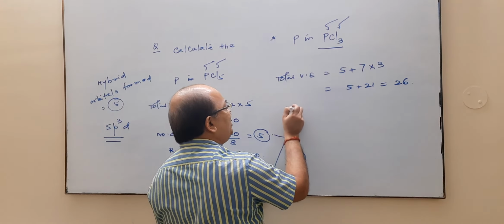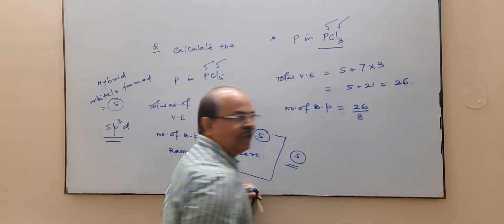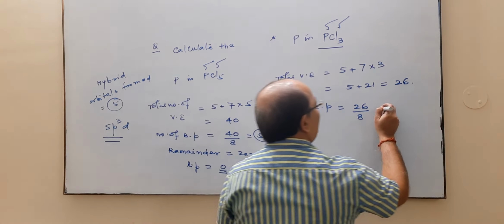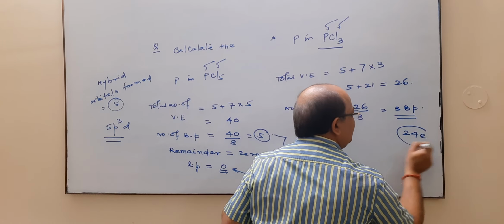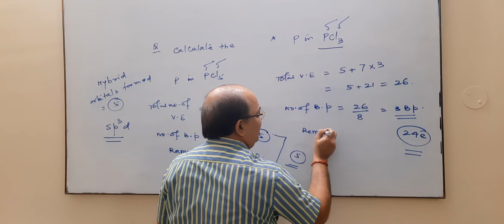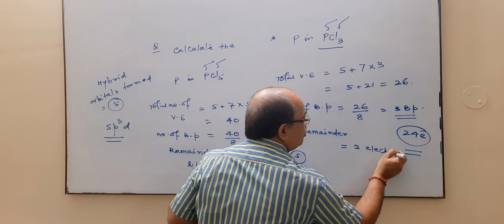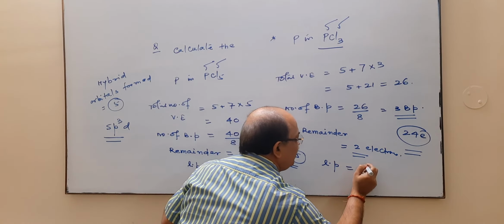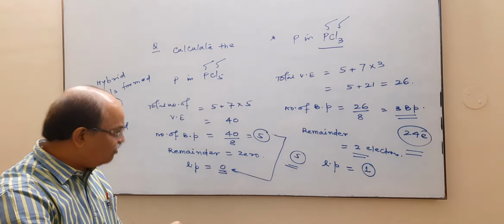So what is number of bond pair? 26 by 8. Can we write 3.25? No. Means your number of bond pair is 3. यानी केवल हमने 24 इलेक्ट्रॉन लिया. Now what is remainder? Remainder is equal to 2 electrons. तो ये जो आपका 2 इलेक्ट्रॉन रिमाइंडर रह गया, it means your lone pair is equal to 1. So your bond pair is 3, but your lone pair is 1.